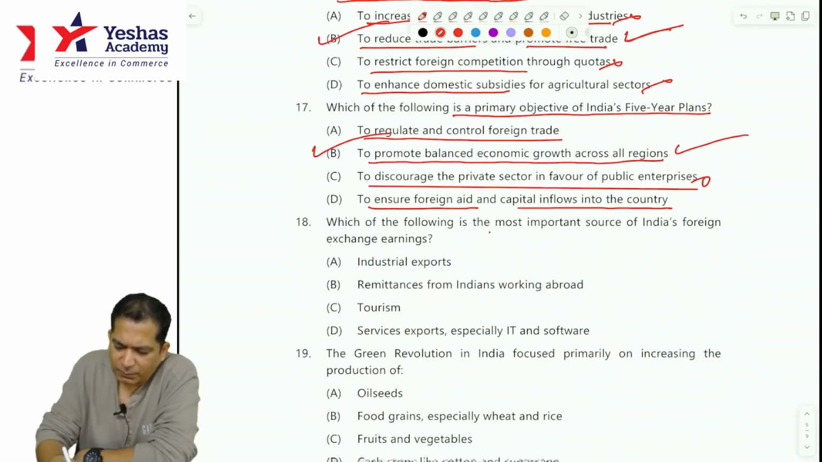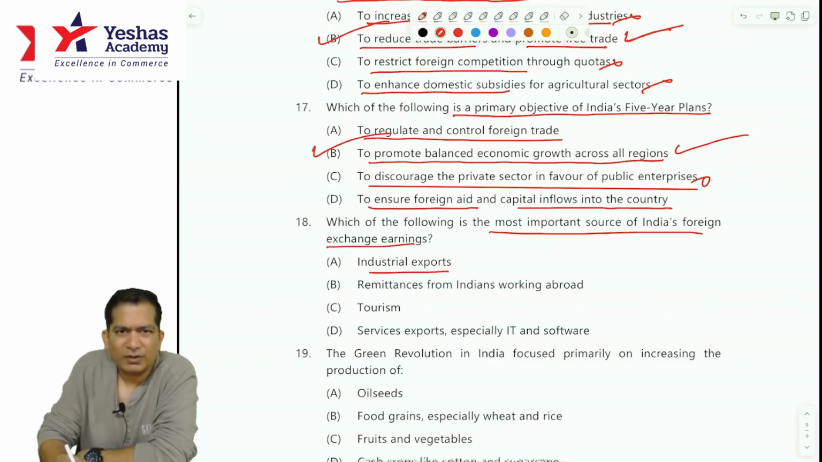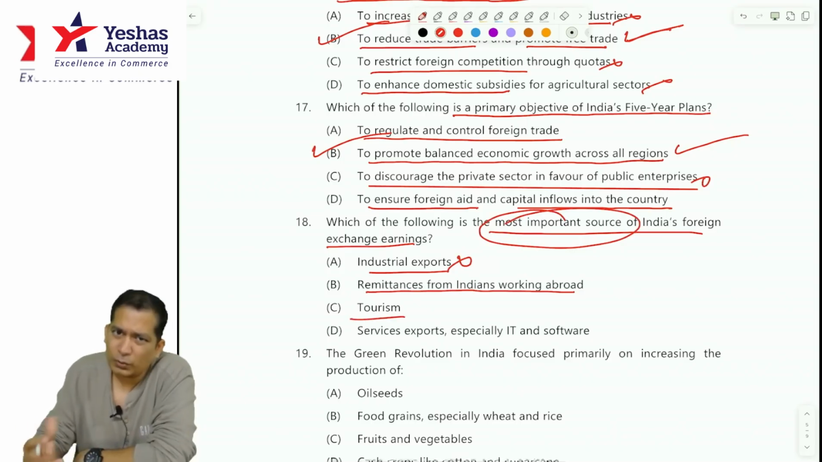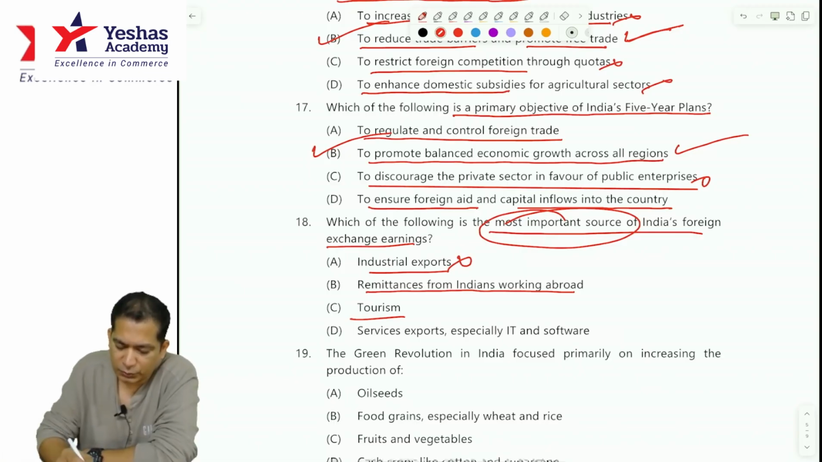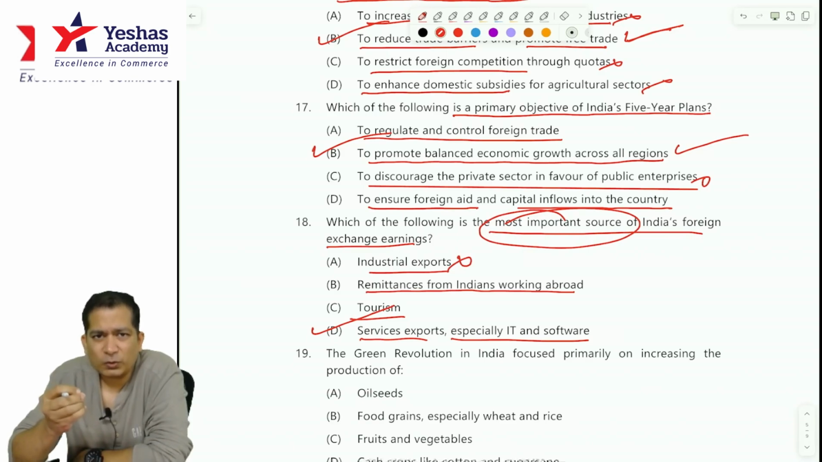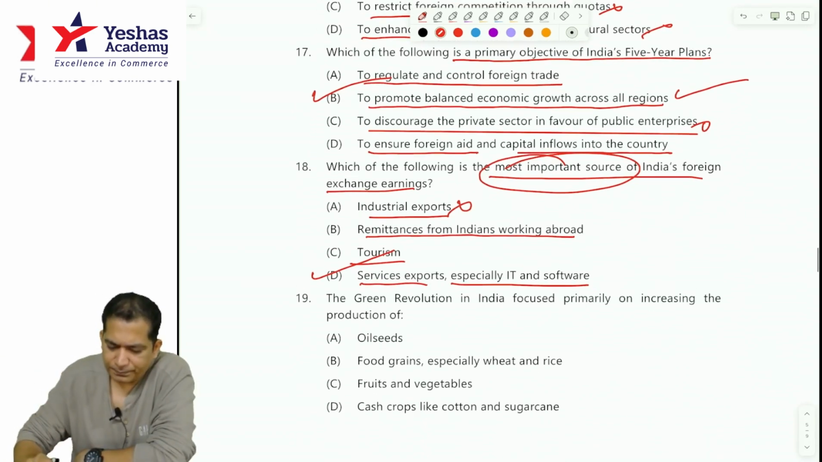Which of the following is the most important source of India's foreign earning? Industrial export? No. We have not yet become a capital intensive country. Remittances from Indians working abroad? Yeah, we get a lot of remittance, but that is also not the biggest source. They were asking you most important source. Tourism? Again, no. We are getting a lot of money from foreign tourism, but it is not the most important source. Service export, especially IT and software? Yes. India is among the top 5 countries when it comes to export of software.